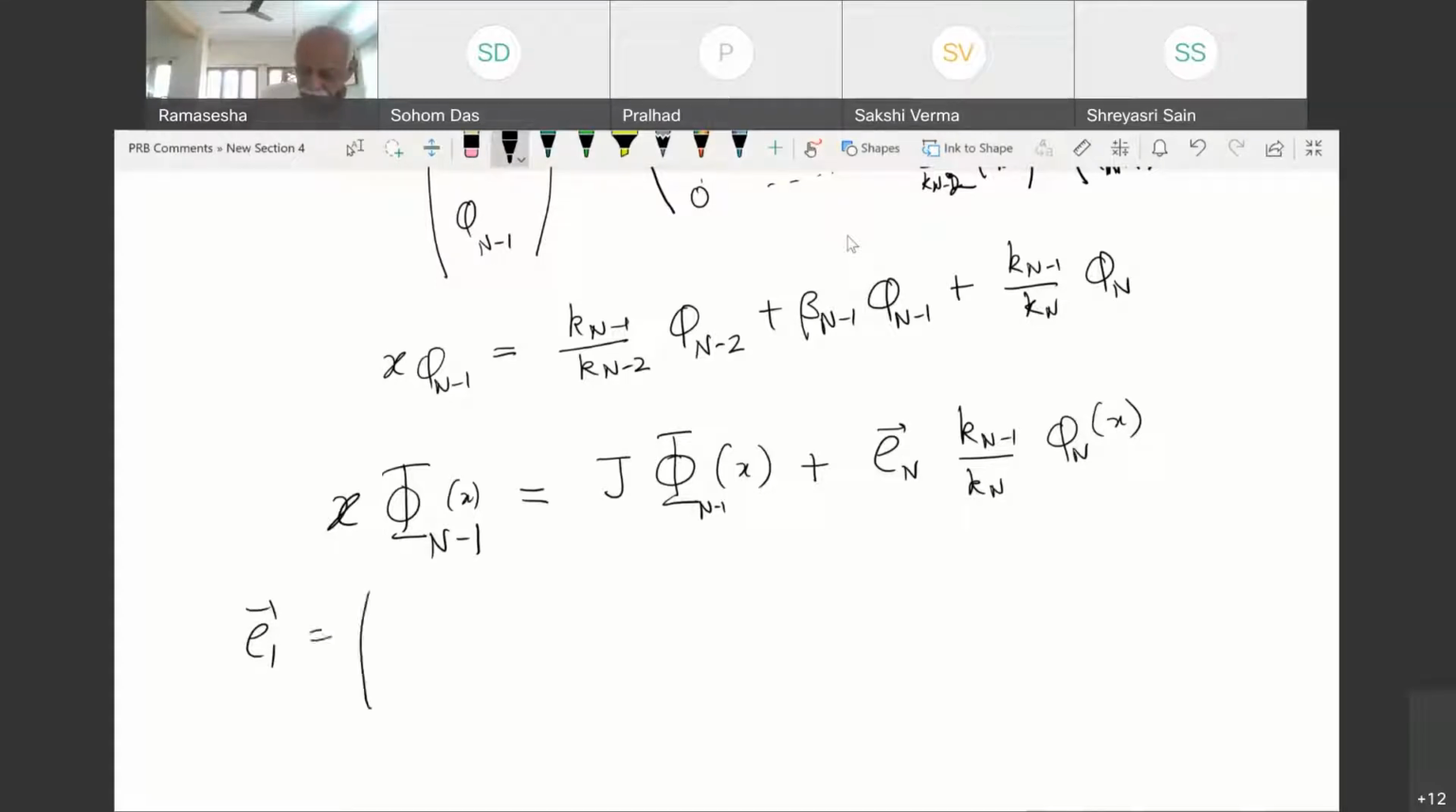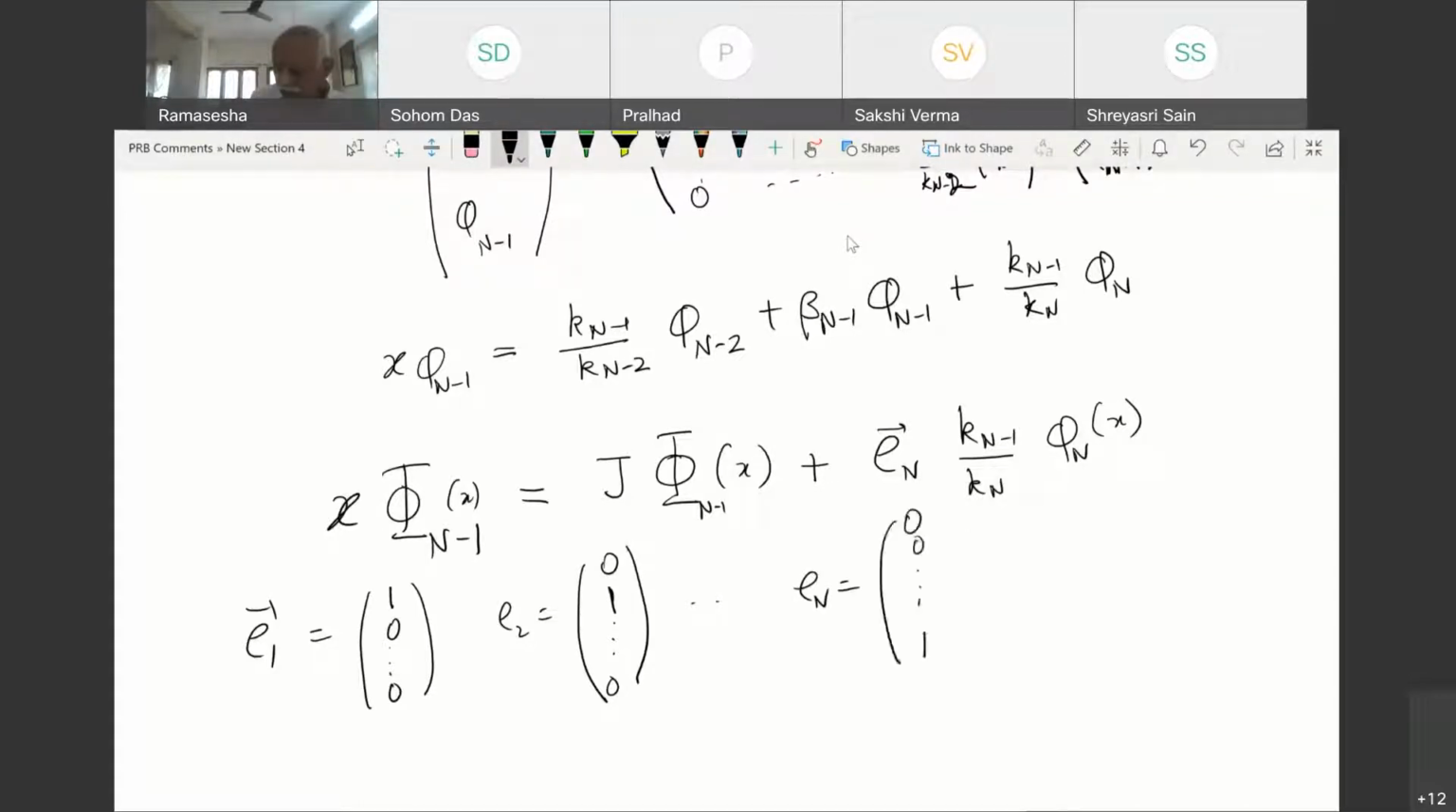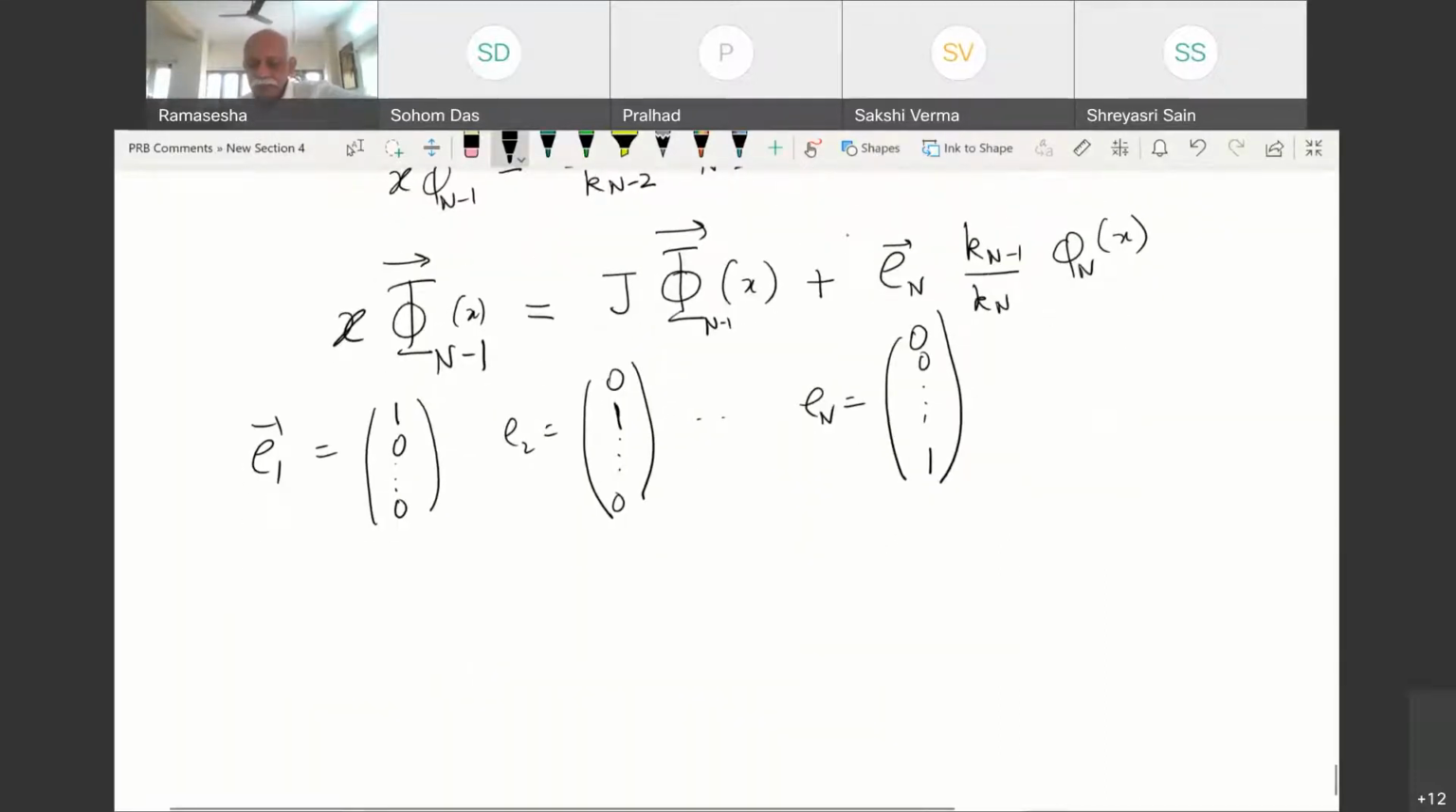E1 is a vector. E1 will be 1, 0, and so on. E2 is equal to 0, 1, 0, 0, etc. And then I'll have E n is equal to everything 0 except the last one. Okay. So if I multiply by this vector, I will get the following. So these are all vectors. Okay. So I can write it as a matrix equation.